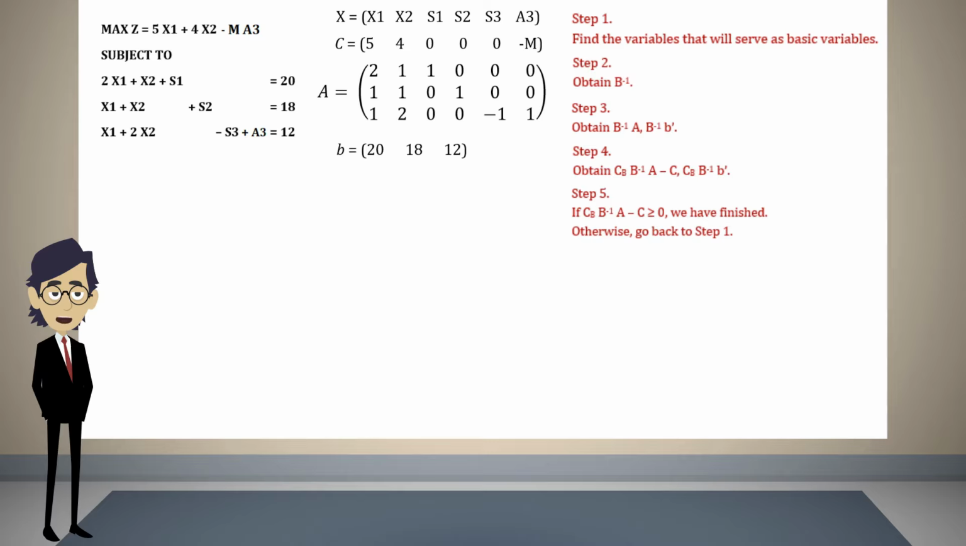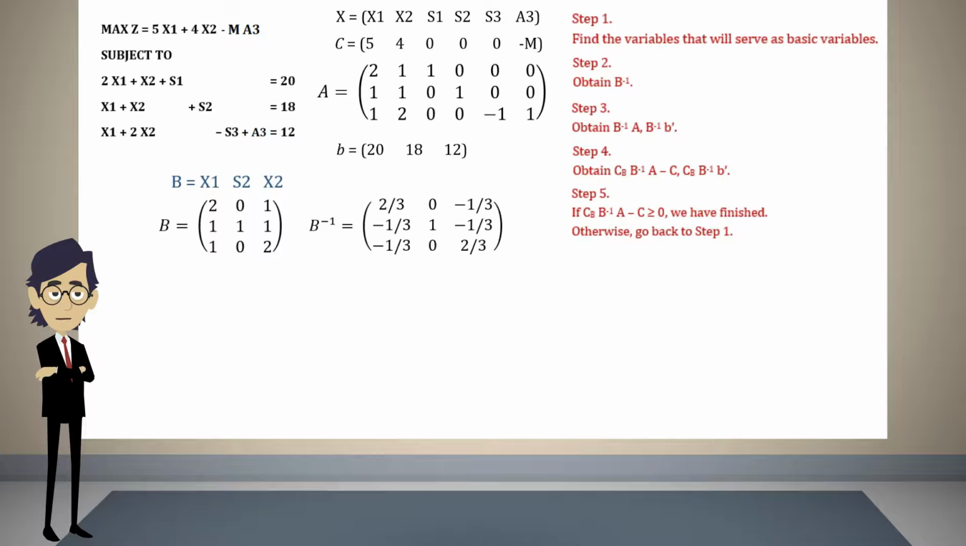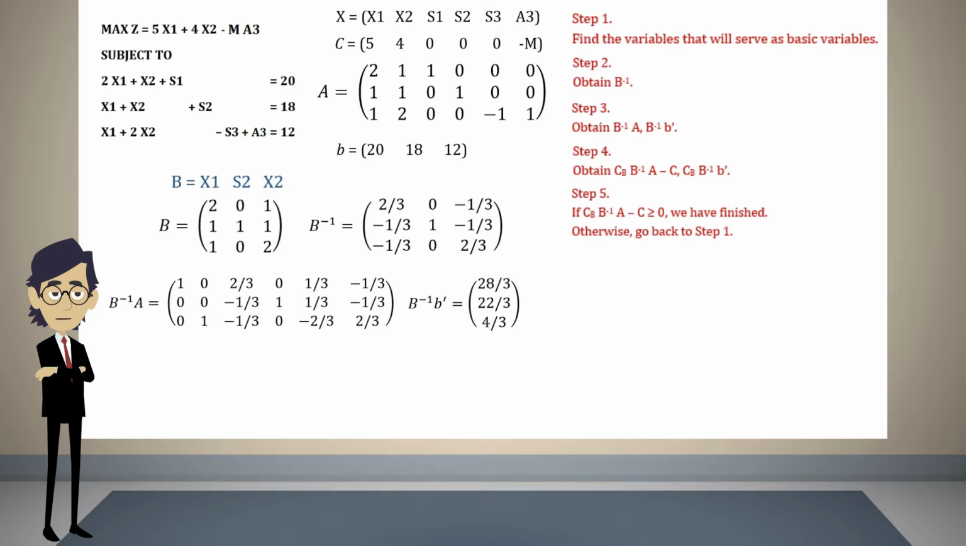As we mentioned, the new basis will be formed by the variables x1, s2, and x2. Now we construct the B matrix. Recall that the order of the columns is important, and we obtain its inverse. Now we multiply B inverse by the A matrix and by the B prime matrix. We now obtain the vector with the cost coefficients of the basis, which will be 5, 0, 4. Recall that the cost coefficients are placed in the same order in which the B columns were placed.